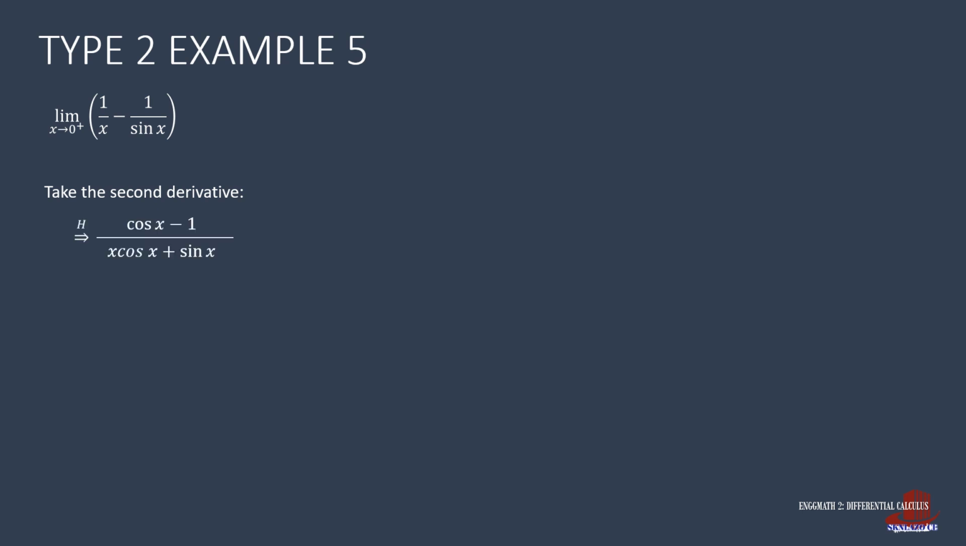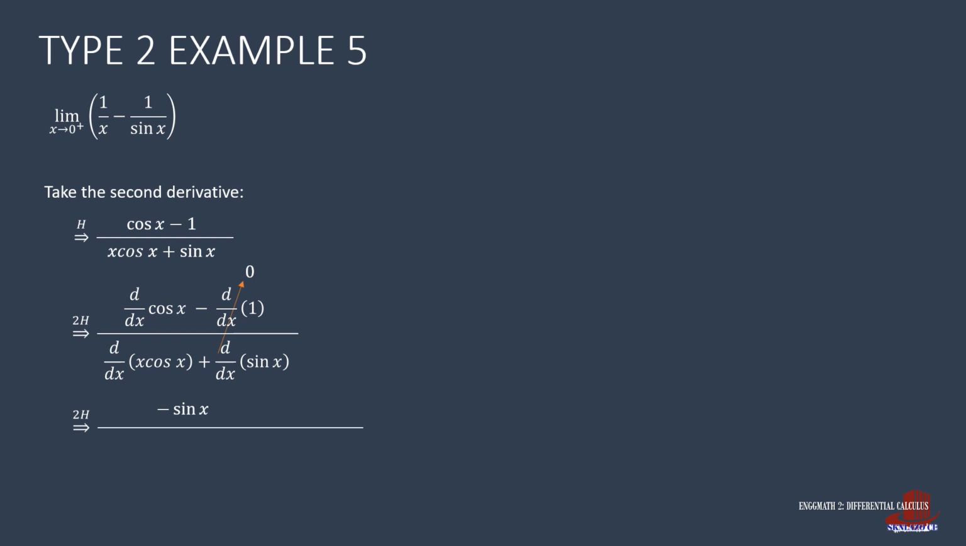From the first derivative equation, we take the derivative of cosine x minus the derivative of 1, and everything is over the derivative of x cosine x plus the derivative of sine of x. We eliminate the derivative of 1. So we get negative sine of x all over x times the derivative of cosine x plus cosine x times the derivative of x plus cosine x. Since the derivative of x is 1, we can simplify the cosines in the denominator and get negative sine of x upon negative x sine of x plus twice of cosine x.